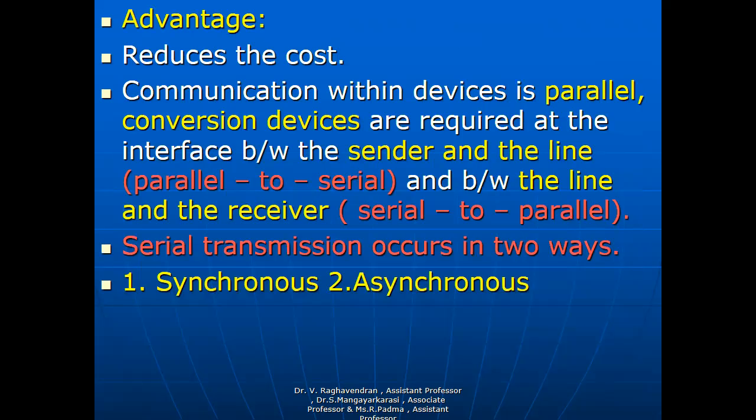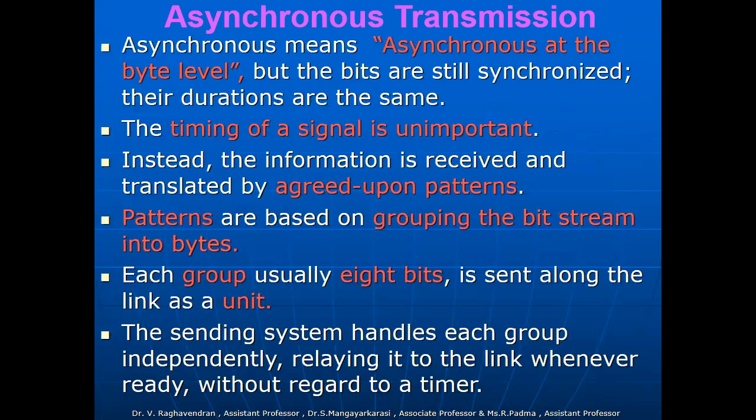So what are the advantages of serial transmission? It reduces the cost, because here we use a single line for any number of inputs. Next, communication within the devices is parallel, so conversion devices are required at the interface between the sender and the line, parallel to serial, and between the line and the receiver, serial to parallel. Serial transmission occurs in two different ways: synchronous transmission and asynchronous transmission.